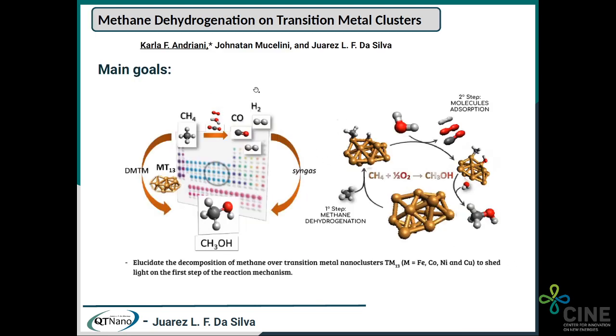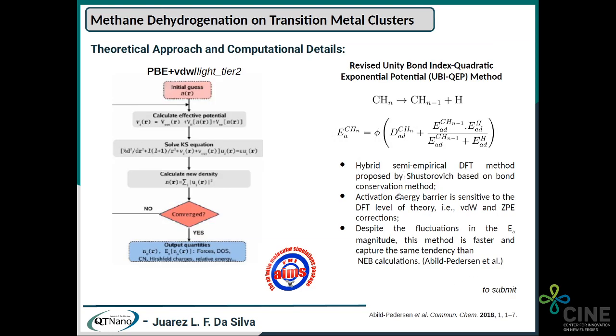So the main goal of this work was to study the methane hydrogenation on transition metal clusters, specifically on iron. We also use the revised unity bond index quadratic exponential potential method, commonly known as the UBI-QEP method, where we can obtain the activation energy for each elementary step by knowing the dissociation energy of the gas phase molecule, and also the distortion energy of each species in the elementary reactions.